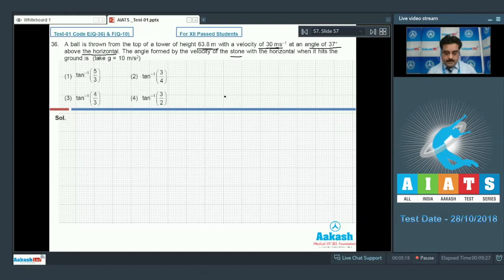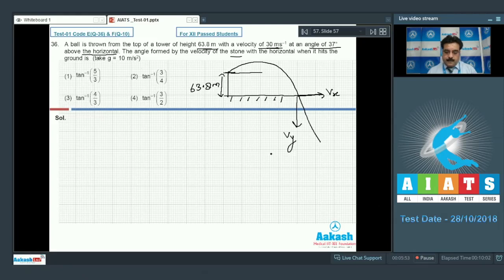So if I make the diagram, suppose this is horizontal ground and this is the point of projection, and we will take the origin at the point of projection, and this height is 63.8 meters according to the problem. As per the situation, when you throw the ball, it will hit the ground just like that. If I consider this the horizontal component of velocity and this the vertical component of velocity, according to the problem we need this angle alpha.